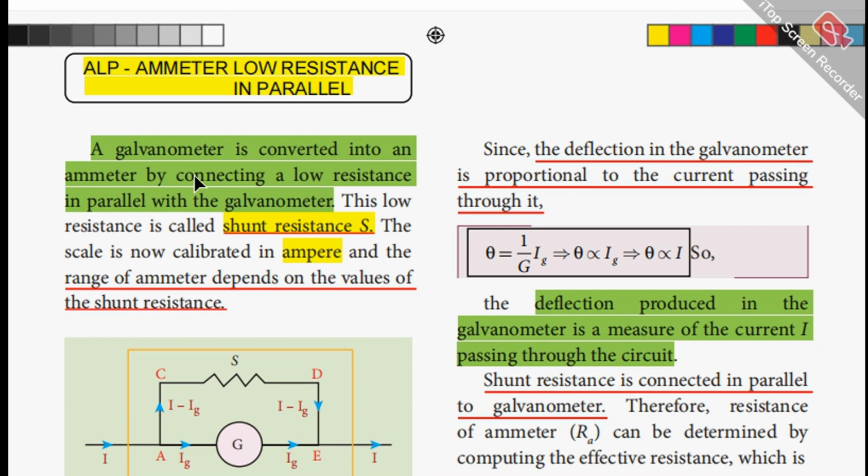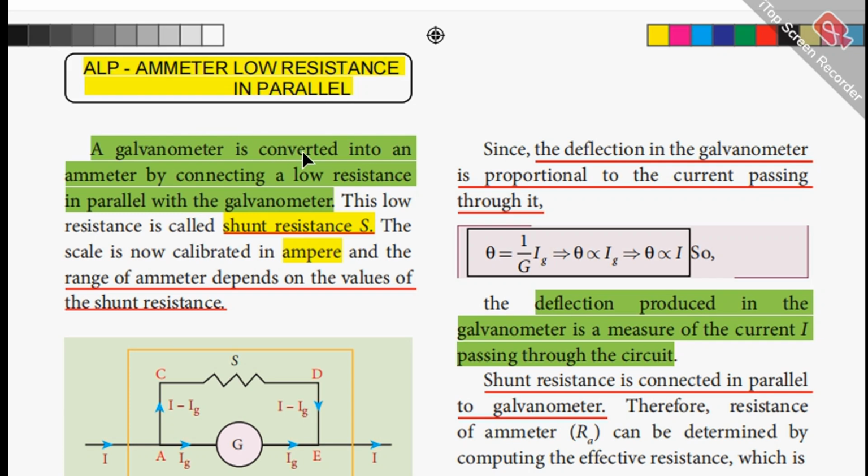Now, if we want to convert a galvanometer into an ammeter, what shall we do? You can remember this with ALP, where A stands for ammeter, L for low resistance and P for parallel. You can remember the Alps mountain.